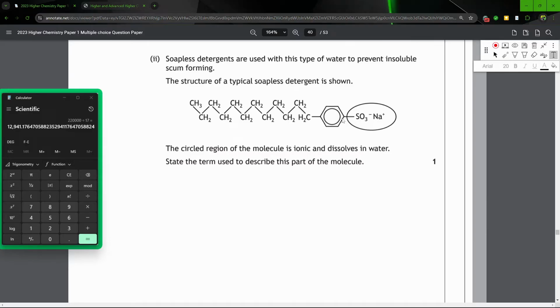Soapless detergents are used with this type of water to prevent insoluble scum forming. The structure of the typical soapless detergent is as shown. The circled region of this molecule is the ionic and dissolved part of the molecule. State the term used to describe this part of the molecule. I would say hydrophilic head.